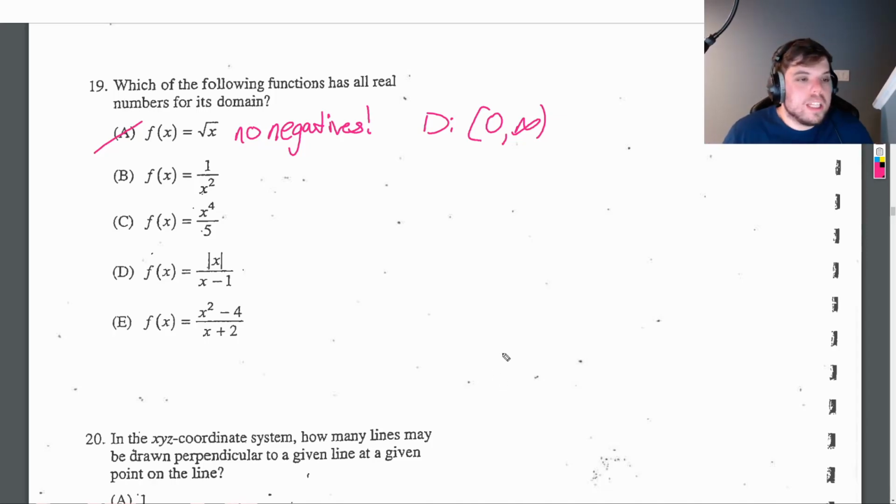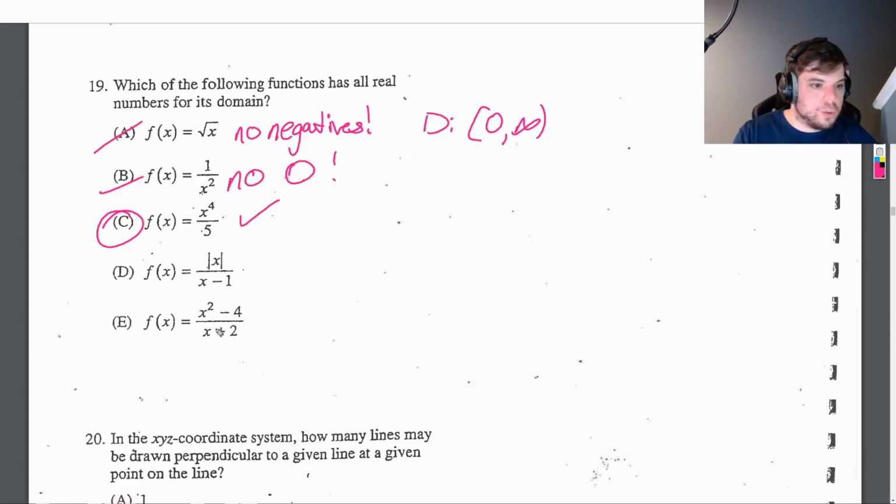1 over x squared. Is there anything we can't plug in? No 0. No 0. So that means it can't be B. Anything that we can't plug into this? Well, we can plug in positive numbers. Positive numbers to the fourth are well defined. Negative numbers to the fourth power are well defined. Dividing by 5 is fine. 0 to the fourth divided by 5 is all well defined. This looks good. This is going to be our answer, but we're going to keep going. We're going to explain why these two can't be.